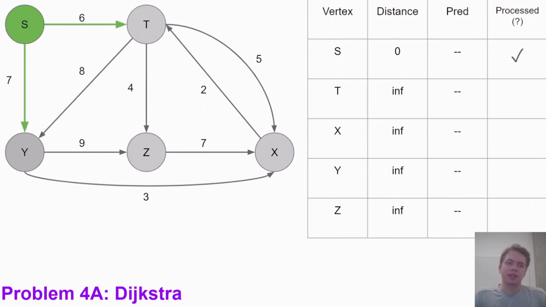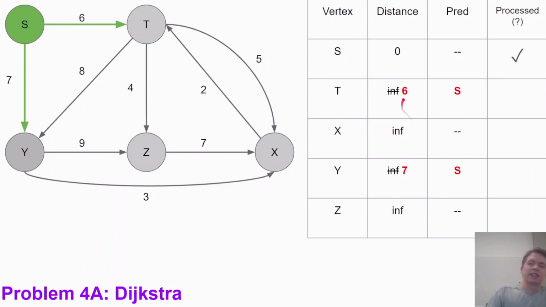So we will process vertex S and then update the distances of any neighbors of S. So in this case, the distance from S to T will be 0, the distance S is away from itself, plus the cost of this edge, 6. And notice how we initialized all other vertices to have a starting distance of infinity. Well, 6 is less than infinity, so the distance of T will be updated to 6. And likewise for Y, where the distance of Y will be updated to 7.